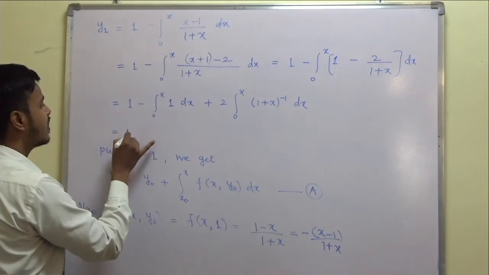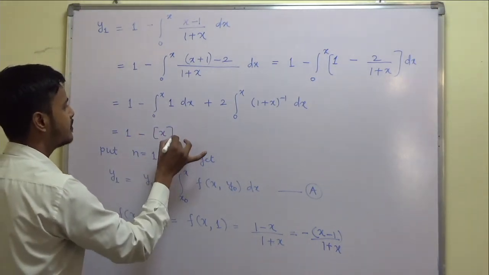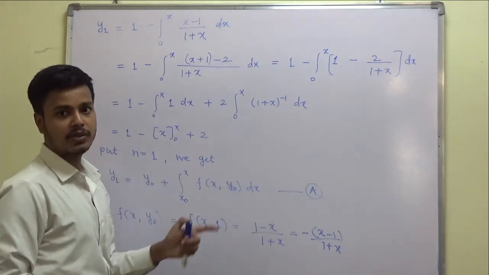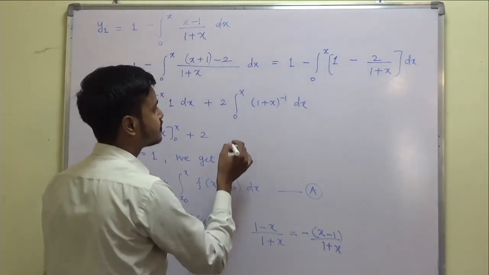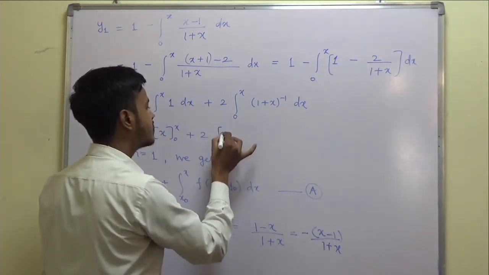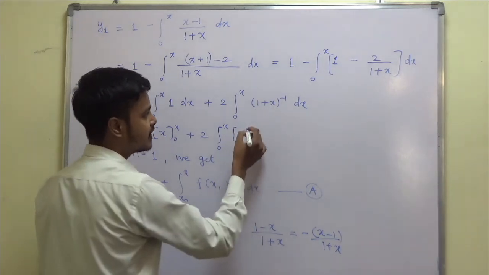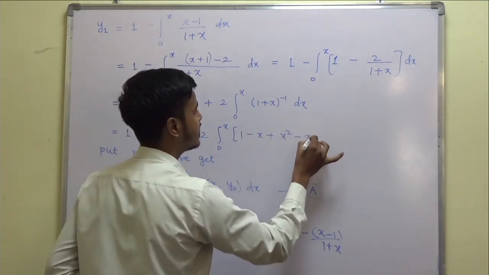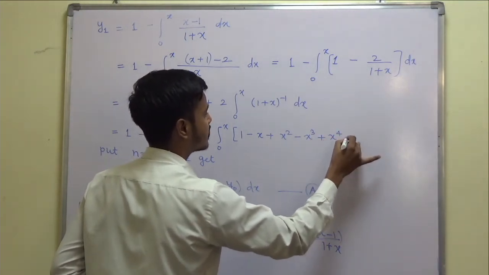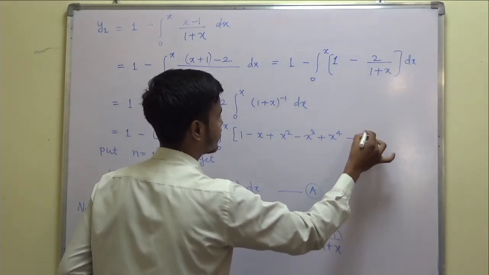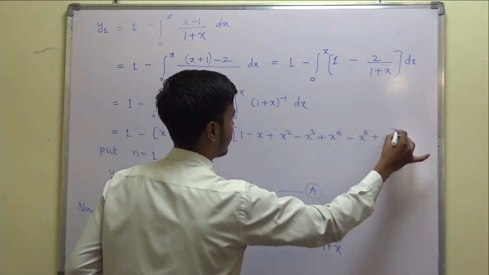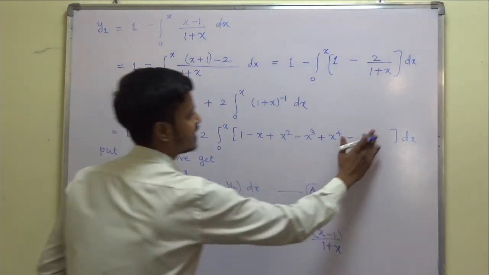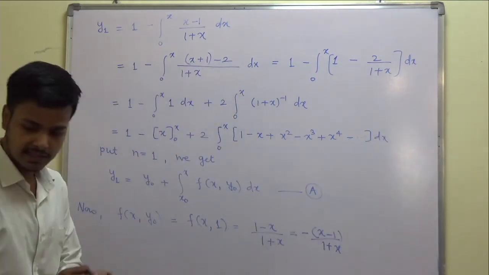So this is 1 minus the integration of 1 dx with limit 0 to x, plus 2. Now before I find the integration, I am going to expand this. So the moment I expand it, I will be getting integration 0 to x of the expansion of 1 plus x to the power minus 1, with alternate plus and minus signs: 1 minus x plus x squared minus x cubed plus x to the power 4 minus x to the power 5 and so on dx, or you can just write up to 4 terms. Now integrate it. This becomes easy now.